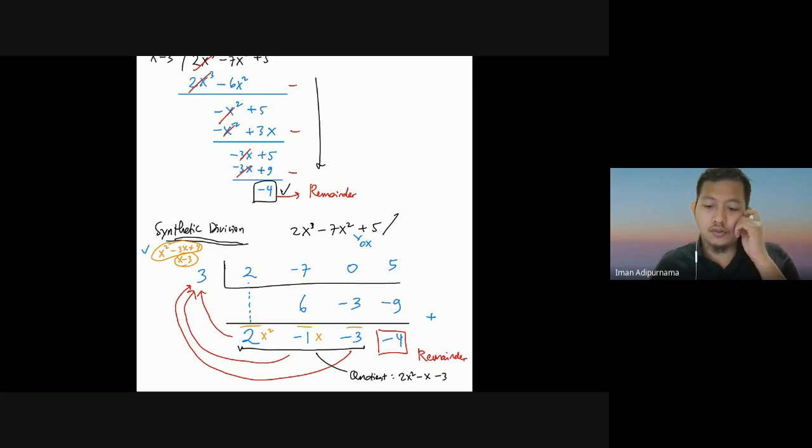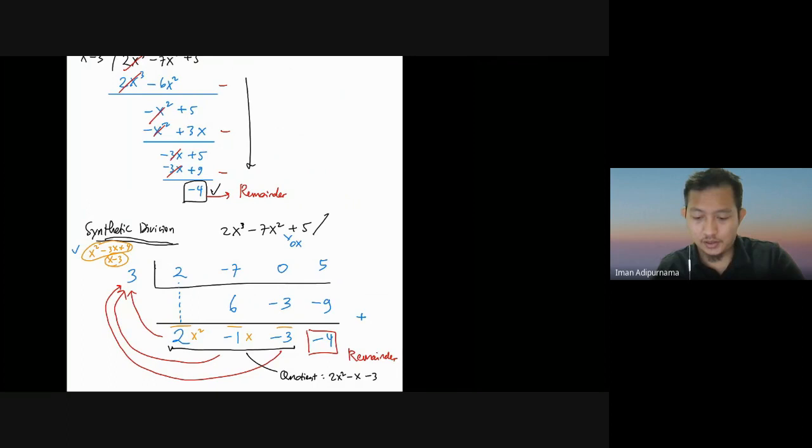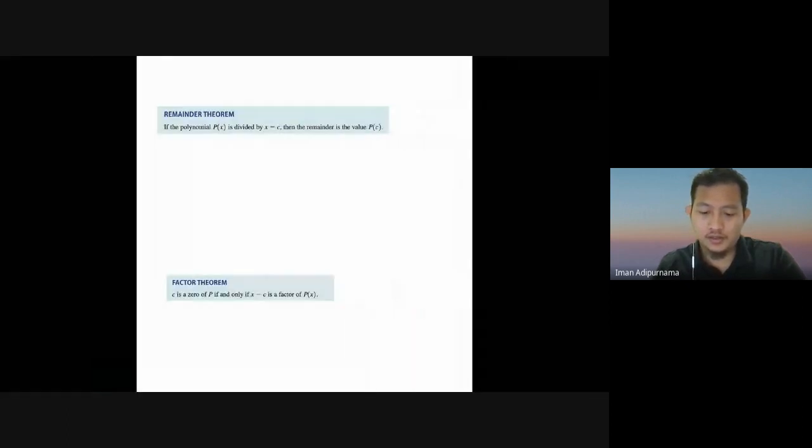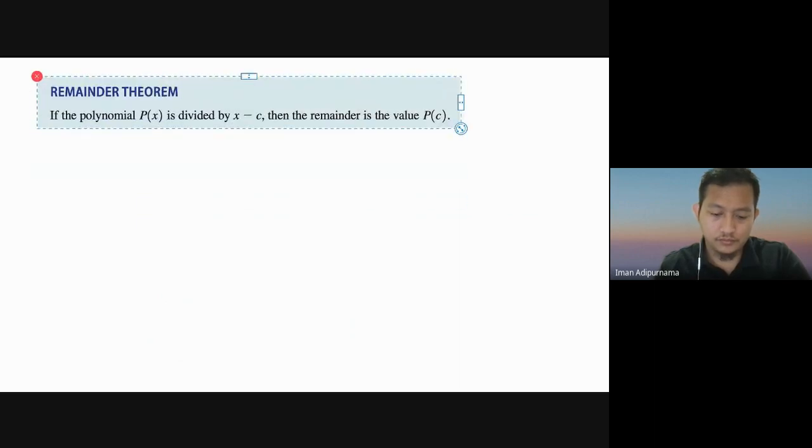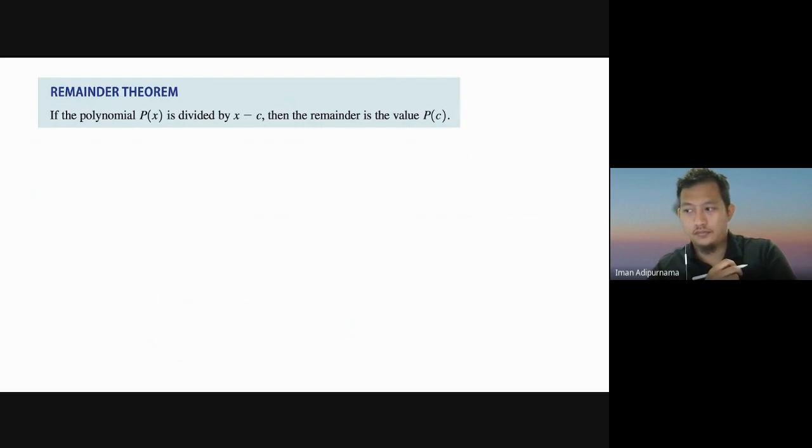Okay, now any questions? Okay, if no, then let me go on to the next section. It's more about the theorem on remainders. Okay, first we have the remainder theorem. If the polynomial p(x) is divided by x minus c, then the remainder is the value of p(c).